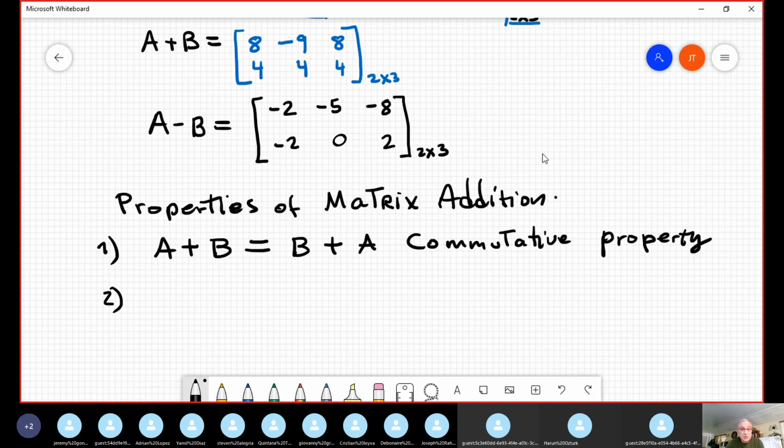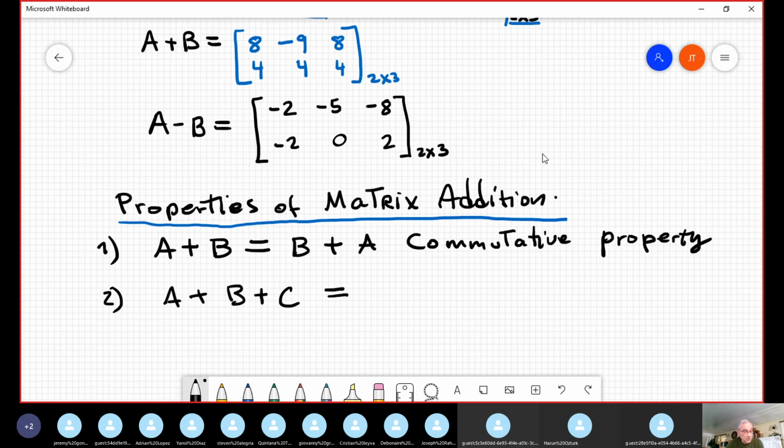Surprise. When we study multiplication, you see that no, it's not possible to multiply in a different order. Multiplication, no. Addition, yes. Associative property is when you have 3 elements, A, B, C.